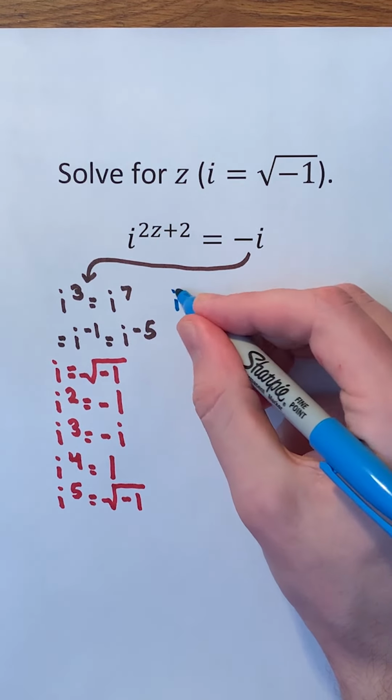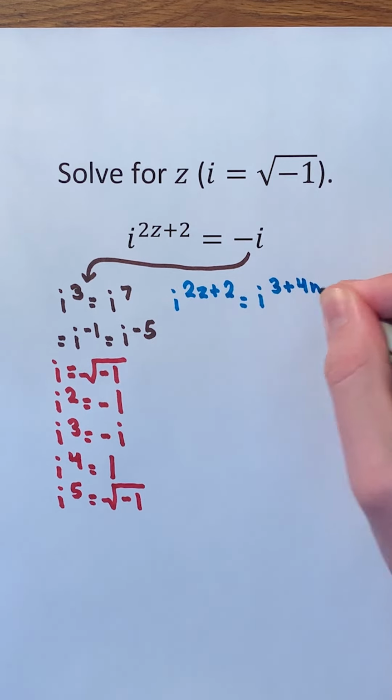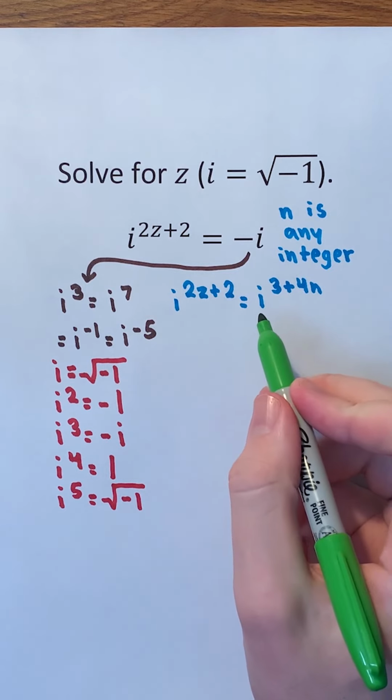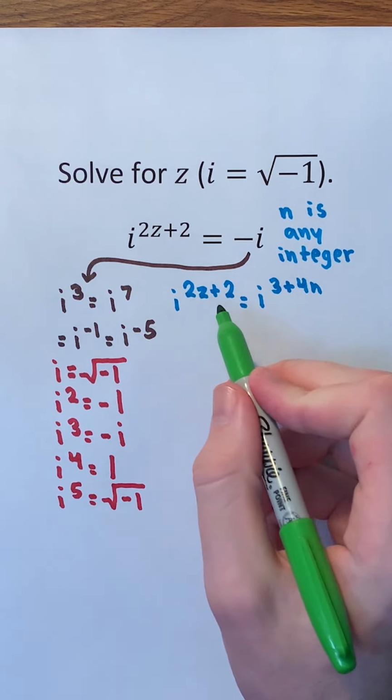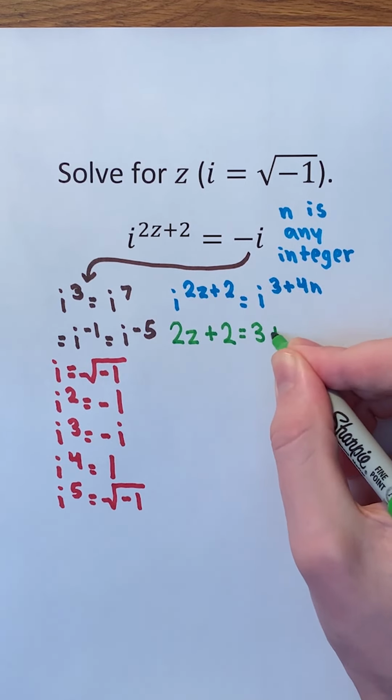Now, let's write the equation down, but we're going to rewrite -i as i to the power of 3 plus 4n, where n is any integer. Next, notice that we have the same base of i on both sides of the equation, so we can set the exponents equal to each other to get 2z plus 2 equals 3 plus 4n.